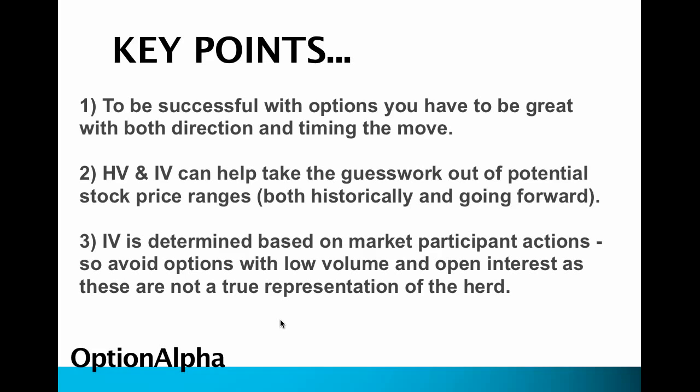So implied volatility is determined based on market participant actions like we talked about before. So avoid options with low volume and open interest, as these are not true representations of the herd or of the market masses. If there's nobody trading the options, then the implied volatility levels might look high and it might look like the stock may have a big breakout. But in reality, there's nothing that the market can price it off of. So it just prices very minimal volume or low volume stocks and options.